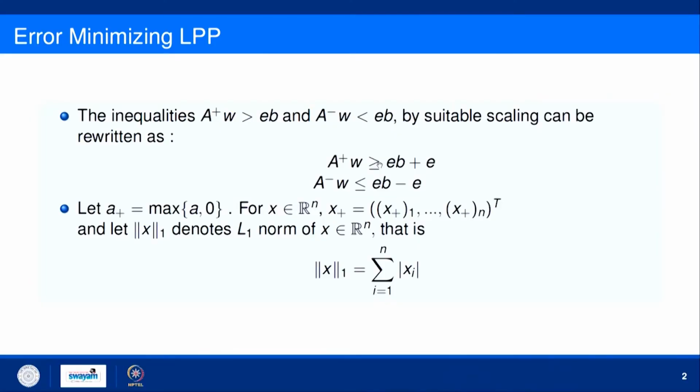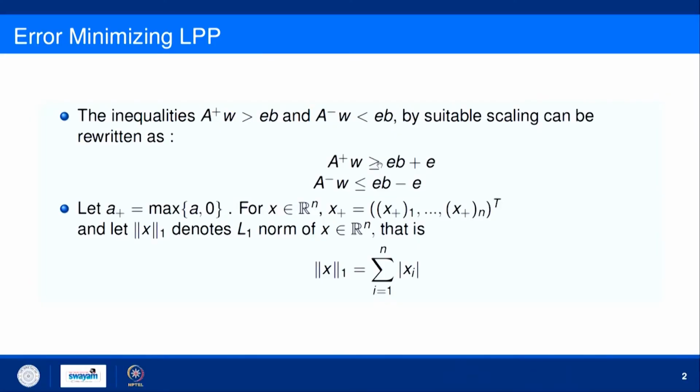Now the question arises: is there any mathematical formulation of such problems, so that by seeing a mathematical result we can analyze whether a given set of data points is linearly separable or not? The answer is yes, and that is the error minimizing LPP. So how can we formulate the error minimizing LPP? By seeing that problem, we can tell whether the two classes of data points are linearly separable or not.